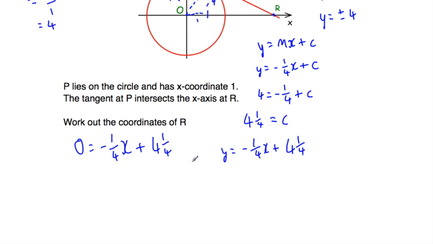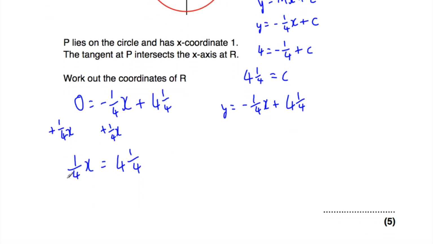So let's do that. To solve this equation, I'm actually going to add a quarter x to both sides to begin with. So on the left-hand side, we'd have a quarter x, and on the right-hand side of the equation, we'll have 4 1/4. Okay, now we want to find out what x is, so we don't want this multiplied by a quarter. So let's divide by a quarter and divide by a quarter.